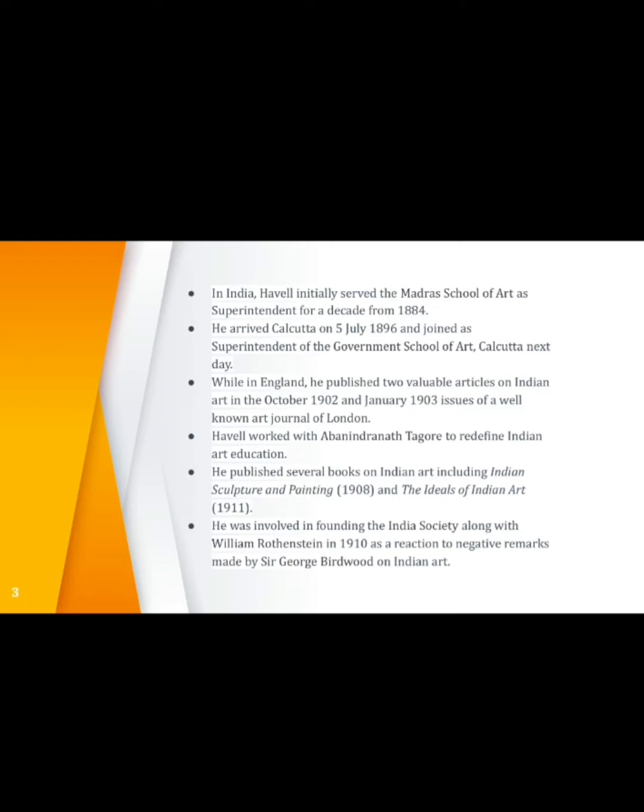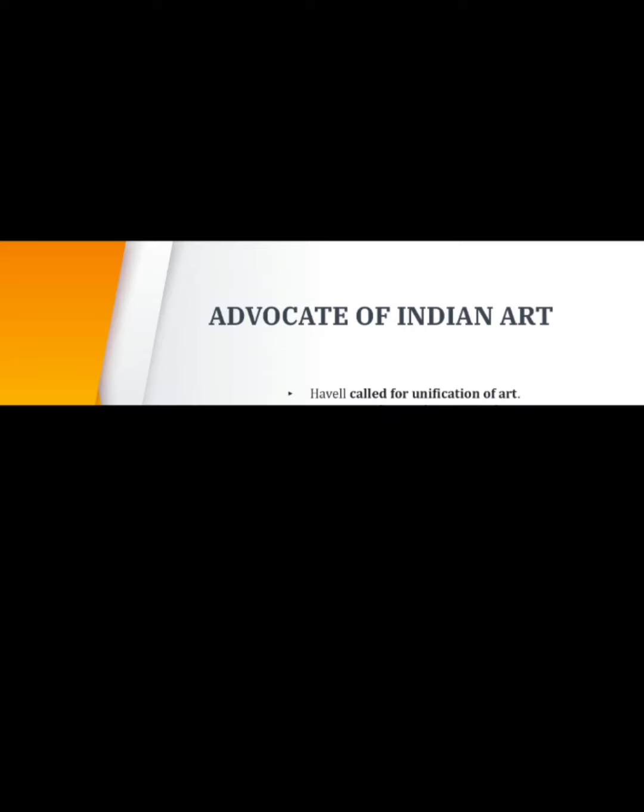He published several books on Indian art, including Indian Sculpture and Painting and The Ideals of Indian Art. He was involved in founding the Indian Society along with William Rothenstein in 1910 as a reaction to negative remarks made by Sir George Birdwood on Indian art. These are the main contributions of E.B. Havell in Indian art. He is an advocate of Indian art.